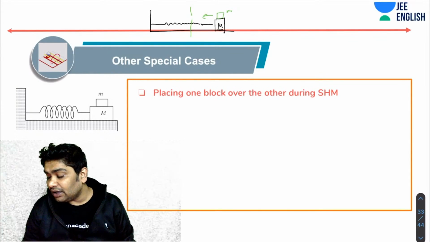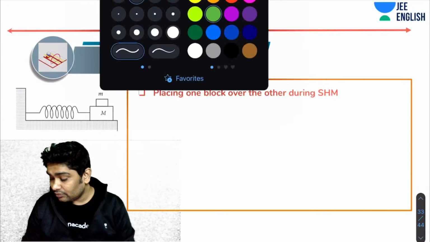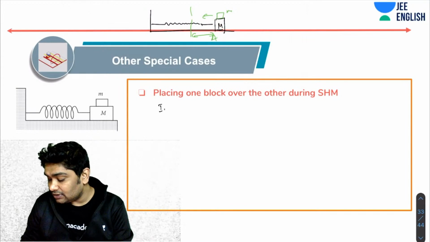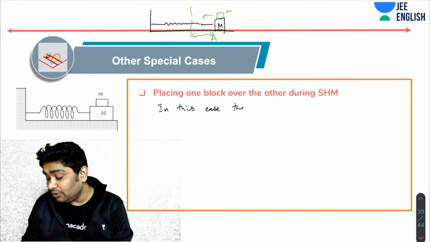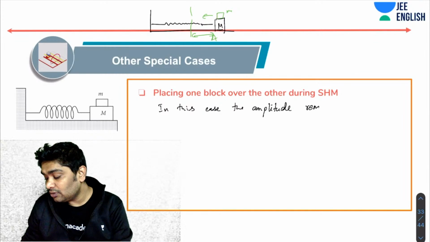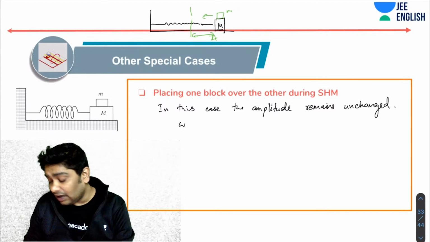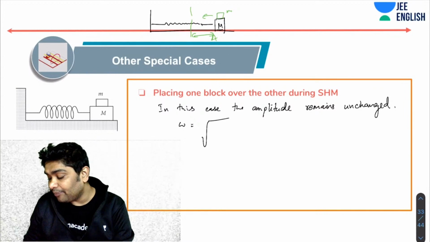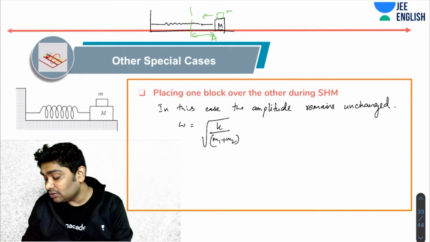So the amplitude, you realize, remains unchanged, of course. In this case, the amplitude remains unchanged. What happens to the frequency? Omega, however, will change. Omega is root k by m. So it reduces.